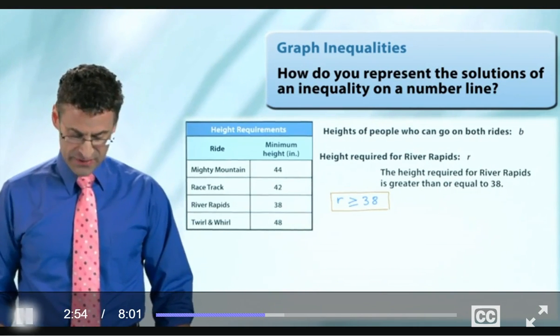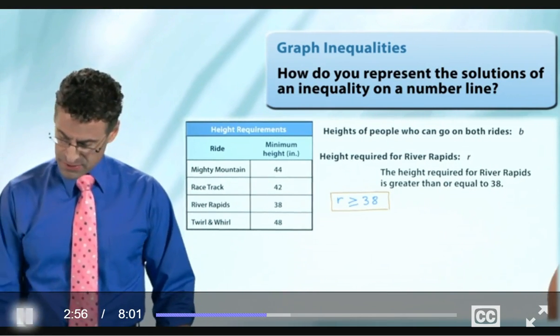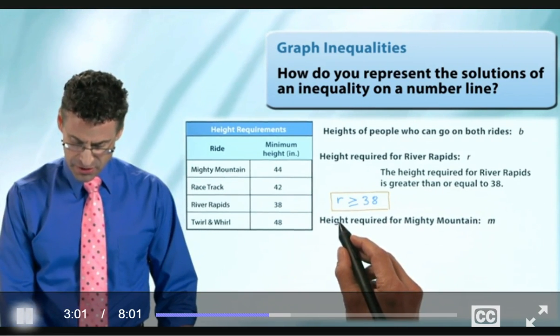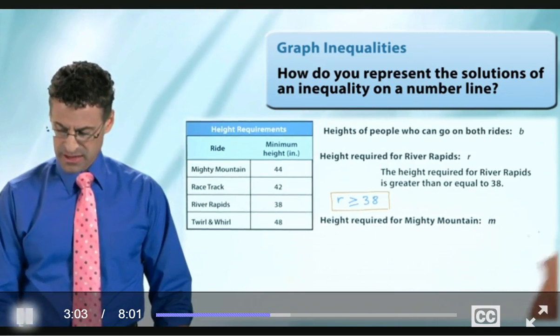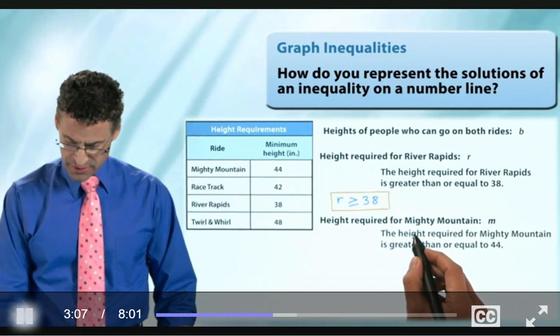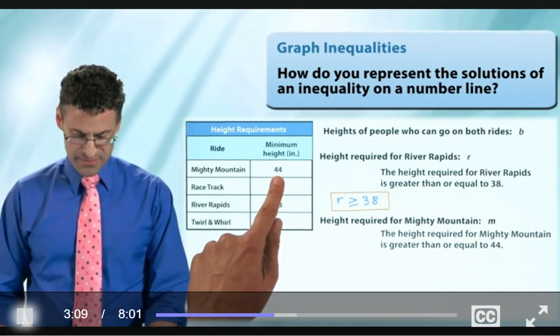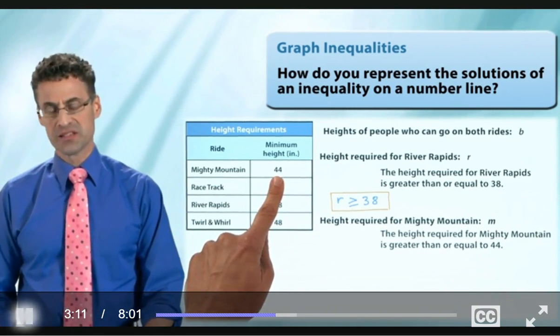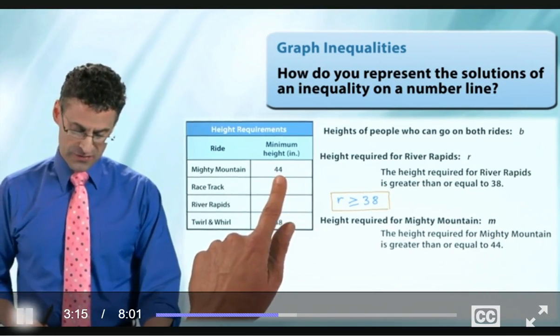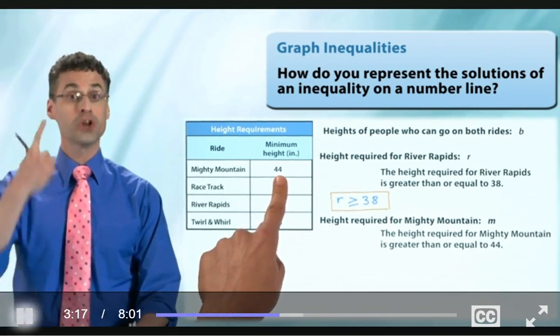So now let's take a look at the other one, which is the Mighty Mountain. So the height requirement for the Mighty Mountain, I'm going to call that M, and we know that the height required for that one, if we look at the chart, is a minimum of 44 inches, which means you have to be greater than or equal to 44, because you have to be at least 44 or taller.